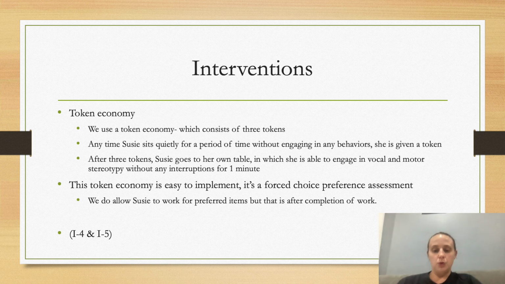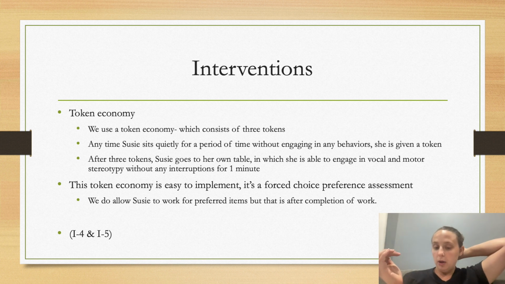For this intervention, we are using a token economy, and it consists of 3 tokens. So any time that Susie sits quietly for a period of time without engaging in any behaviors, she is given a token. After 3 tokens, Susie goes to her own table. We call it the green table, in which she is able to engage in vocal and motor stereotypy without any interruptions for 1 minute. Now, this table is different from her own work table and her group table. And we are hopefully using this separate table so whenever Susie needs to engage in these behaviors, she knows to ask for a break at her table.